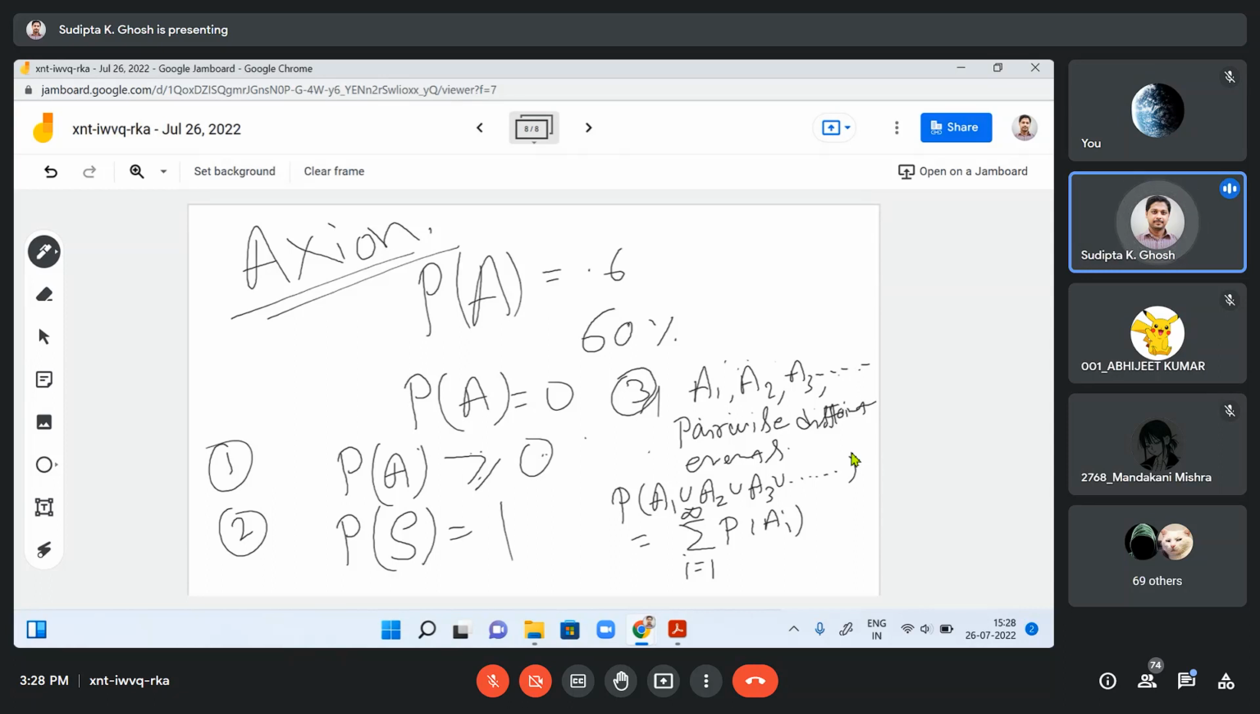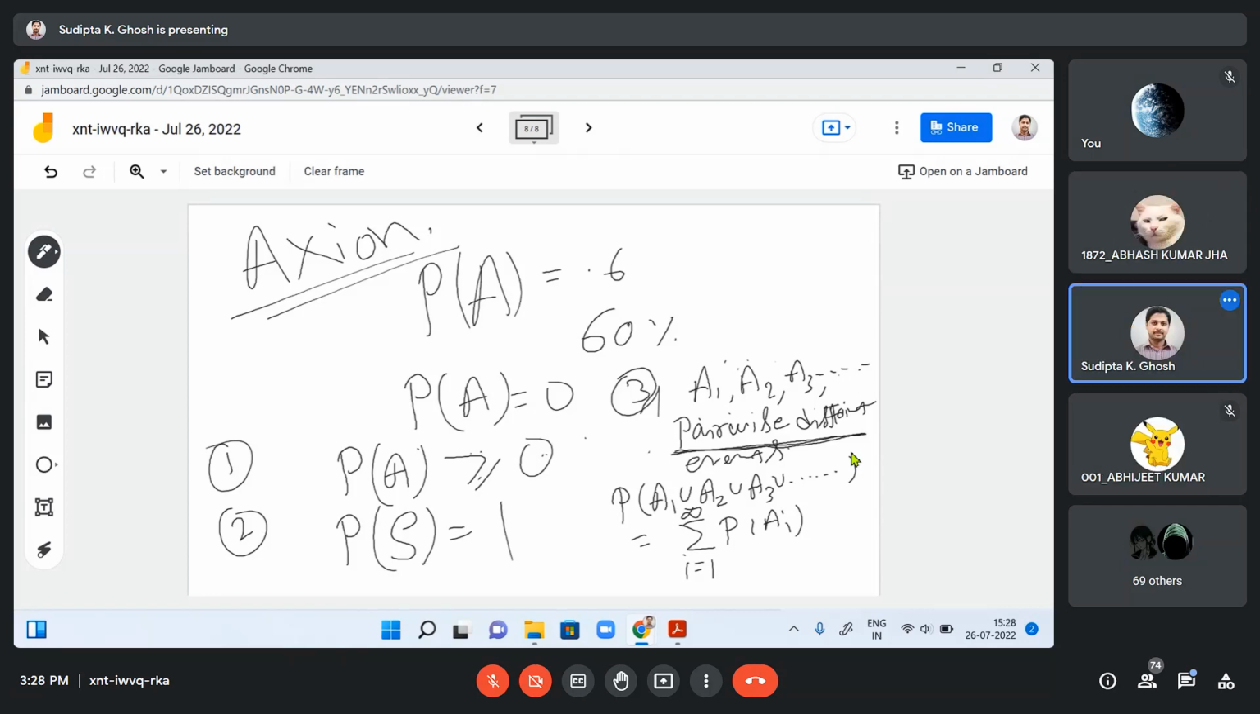The last condition: A1, A2, A3 are an infinite sequence of pairwise disjoint events. This term is very important. Pairwise disjoint events, then probability of A1 union A2 union A3 and so on is given by summation i equal to 1 to infinity probability of A i. Is it fine for everyone? Yes, sir.